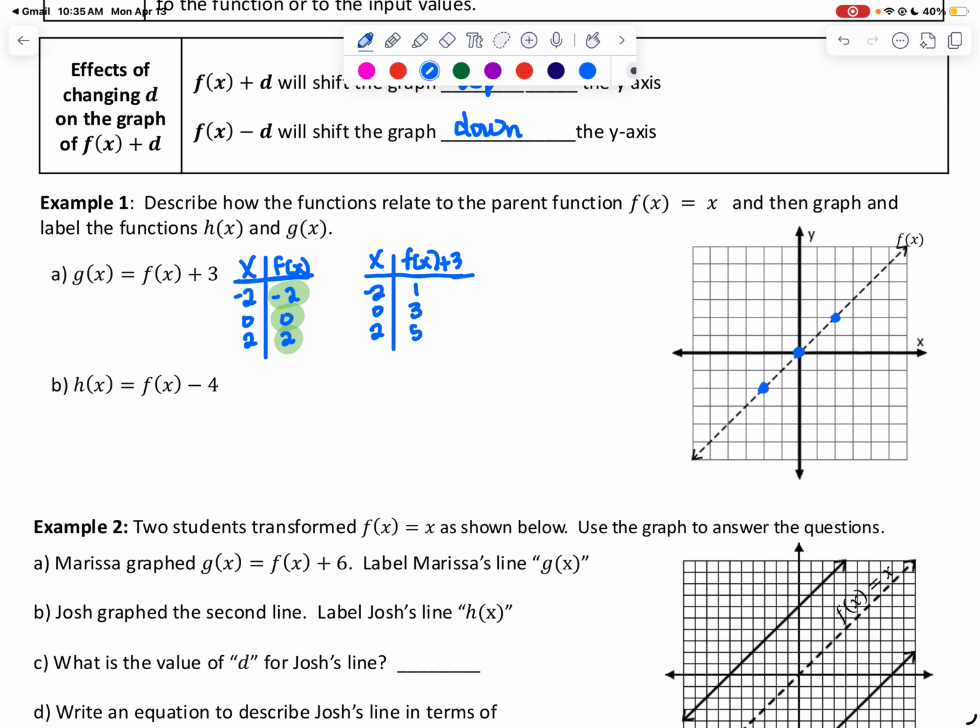Let me change pen color, so let's put it in pink. So, negative 2, 1, 0, 3, and 2, 5. So notice each one of these dots moved up 3 units. Oh, that line does not look good. Let me try that one more time. Something like that. It wanted me to label it.